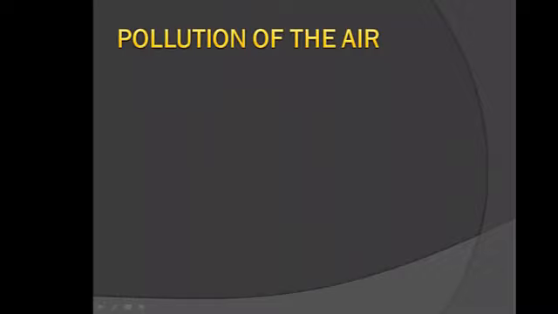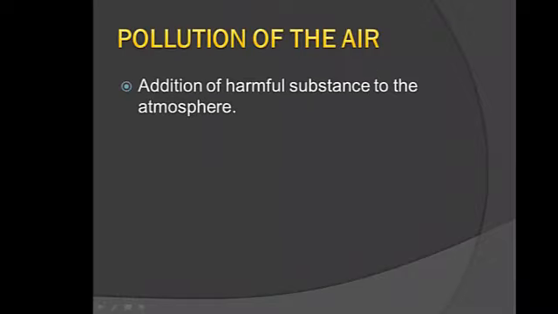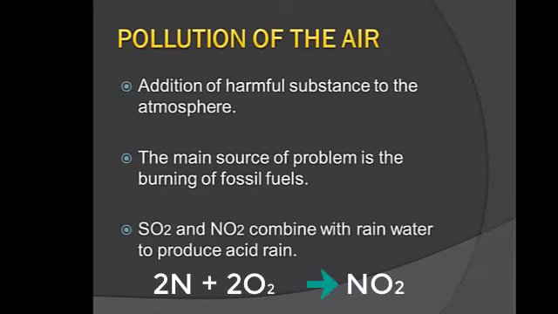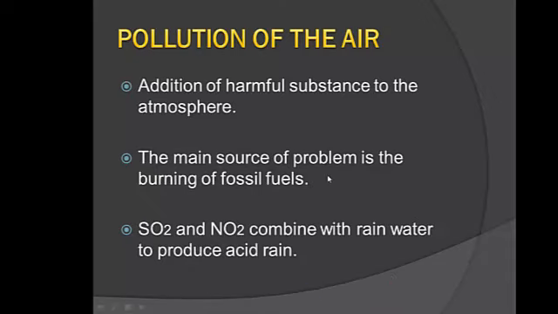Pollution is the addition of harmful substances to the atmosphere. One of the main sources of pollution is the burning of fossil fuels like natural gas, petrol, and coal. What happens is when the fuel burns, the sulfur and the nitrogen present in them react with oxygen and produce sulfur dioxide and nitrogen dioxide. These gases combine with rainwater and cause the production of acid rain.